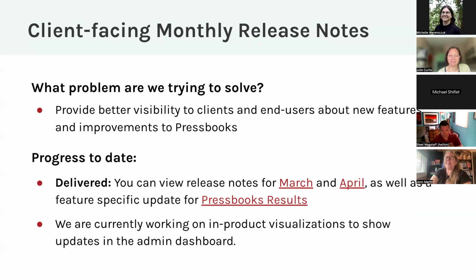Yeah, sure. So I think I touched on this in last month's meeting. We've heard from folks that they wanted more visibility into some of the updates and feature improvements that are happening outside of this meeting and in a variety of different formats. So we've started publishing customer-facing release notes. Last month's were the first. I will post the link to this month's in the chat, and you'll be able to access all the ones that exist so far. We've got March, April, and then we've got a product specific one for Pressbooks results.